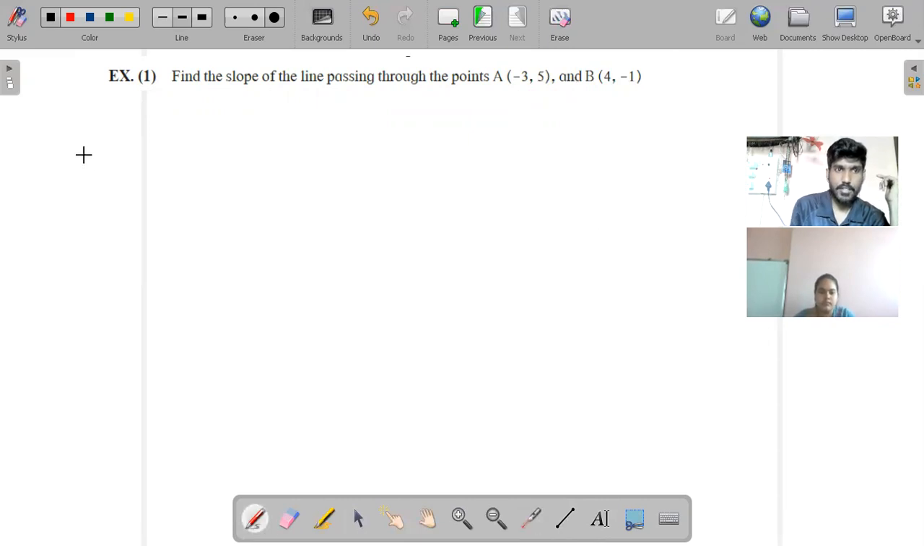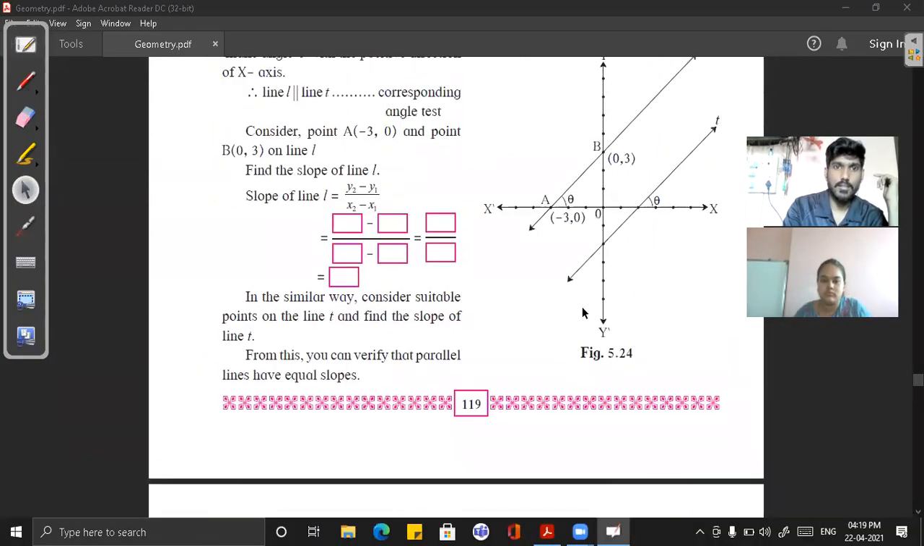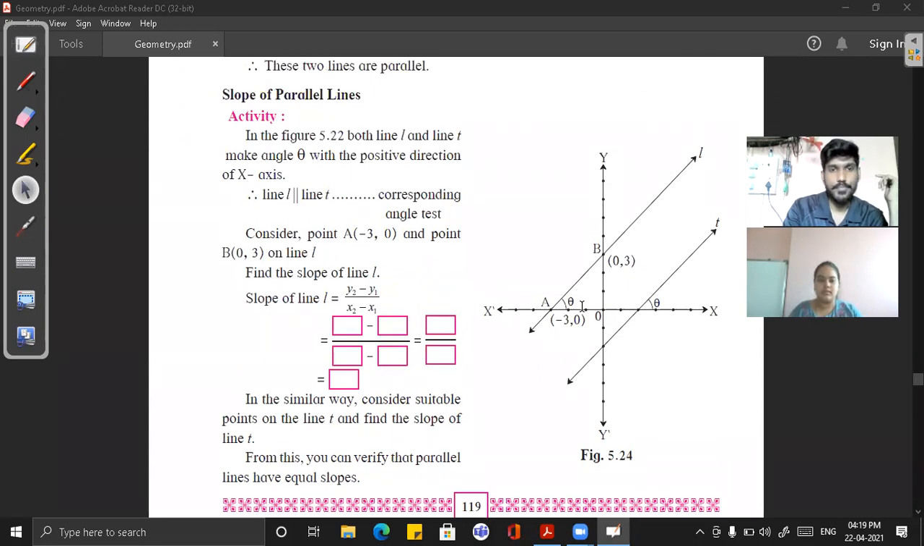Okay, so let's start this. Can we do that activity first, because that we may ask? Which one? This one. Yes, yes. Okay.